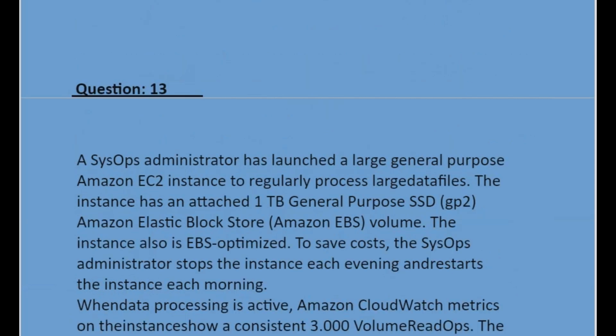Question is, a SysOps administrator has launched a large general-purpose Amazon EC2 instance to regularly process large data files. The instance has an attached 1 TB General Purpose SSD (GP2) Amazon Elastic Block Store (Amazon EBS) volume. The instance also is EBS optimized. To save cost, the SysOps administrator stops the instance each evening and restarts the instance each morning.